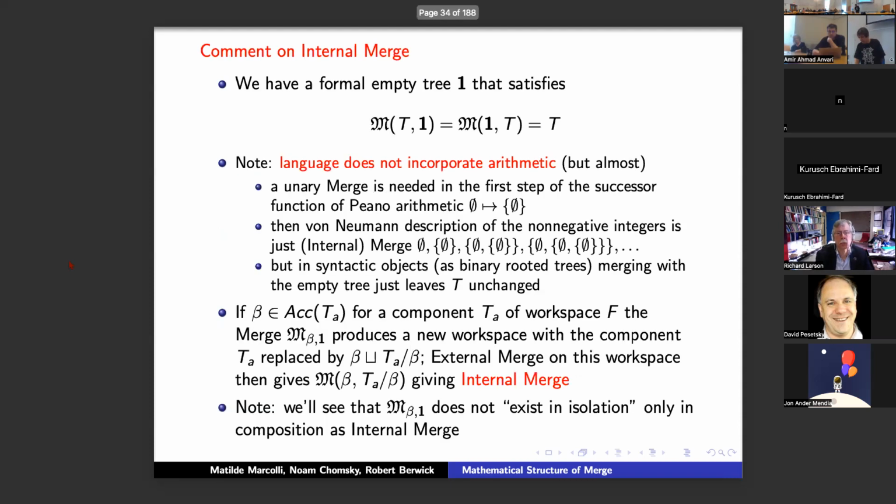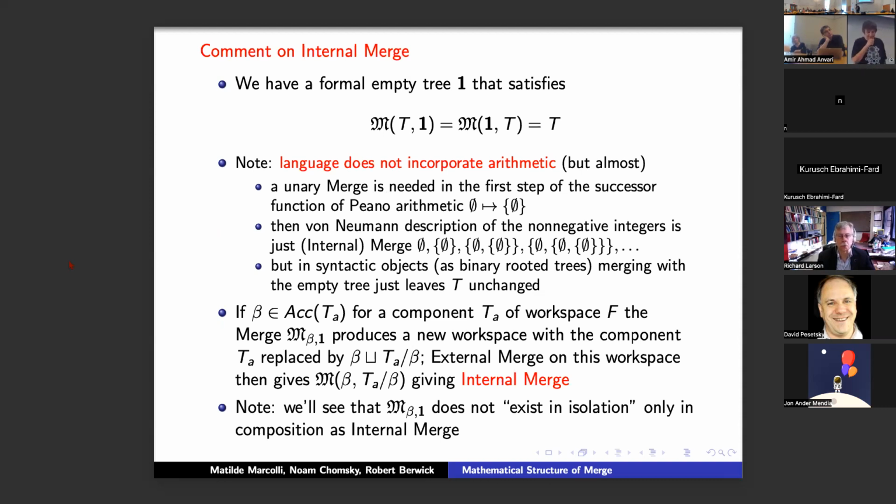Okay. And this also happens to be the unit for this merge. It's also the unit of the magma. So this magma operation, if you attach nothing, you're left with what you have.